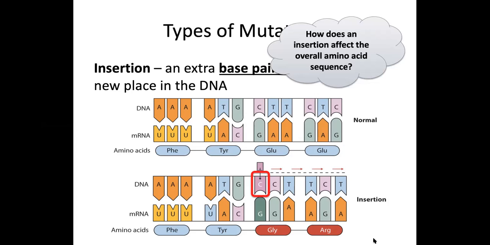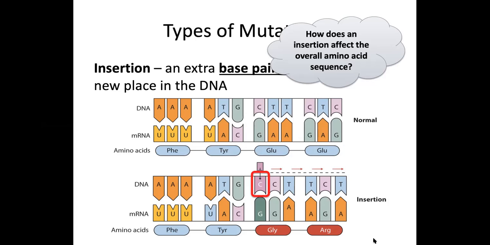Because if you were to compare the top, so we transcribe, translate, how many amino acids are different now? Two, okay? The reason being is because everything shifted to the right. Does everybody see that? Everything shifted right. So anything after that insertion is going to change because the sequence of bases for that specific codon is now changed. Everybody follow? So where did the other C go?